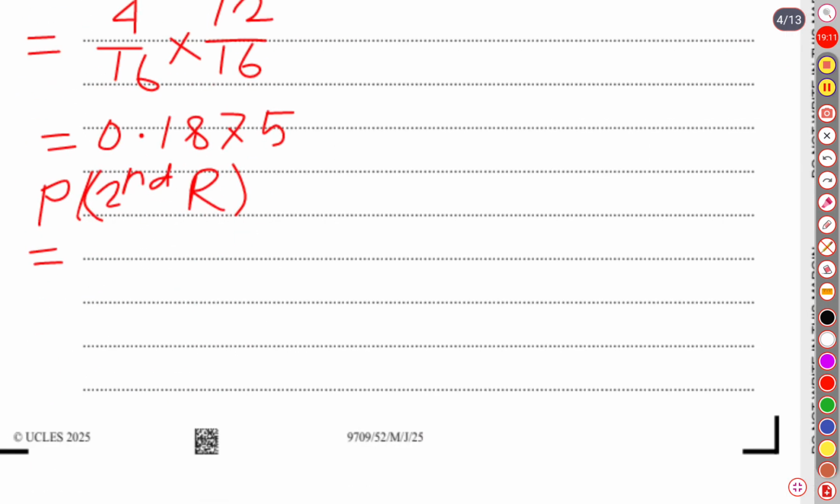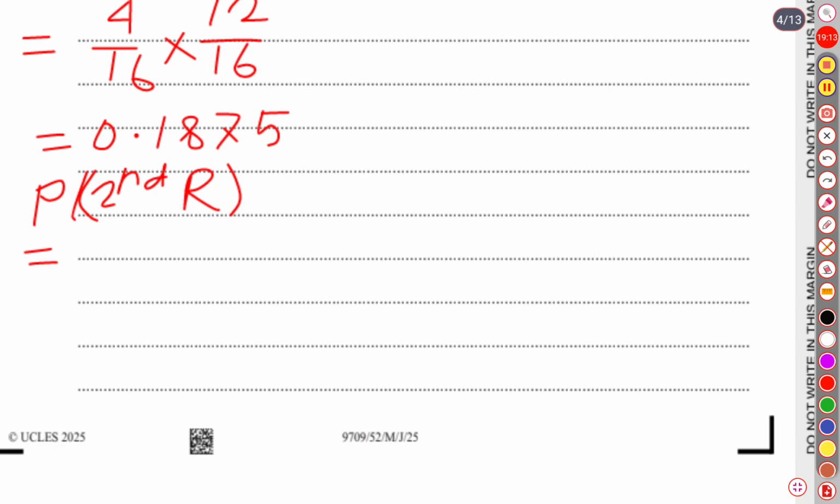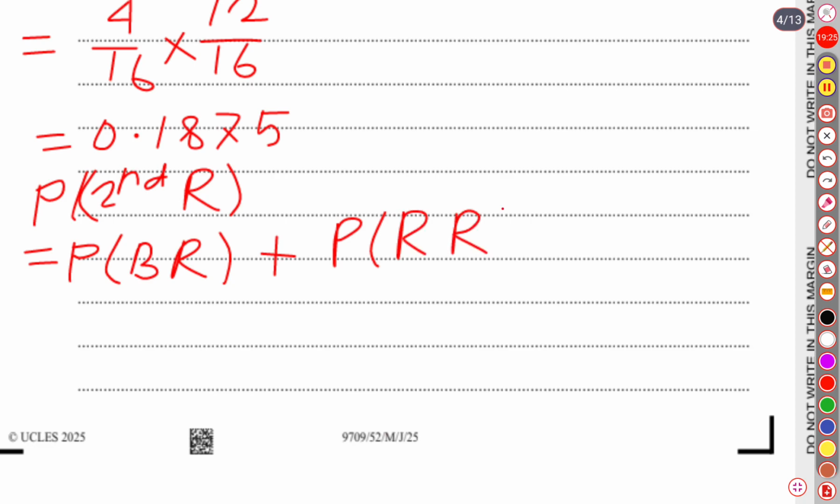There are two possible cases. Look, if the second one is R, what about the first one? The first one may be blue and the second one is R, or the first one is R as well as the second one is also R. So for the probability of blue and red, we have already written here, it was 0.175. Okay, first one is blue.